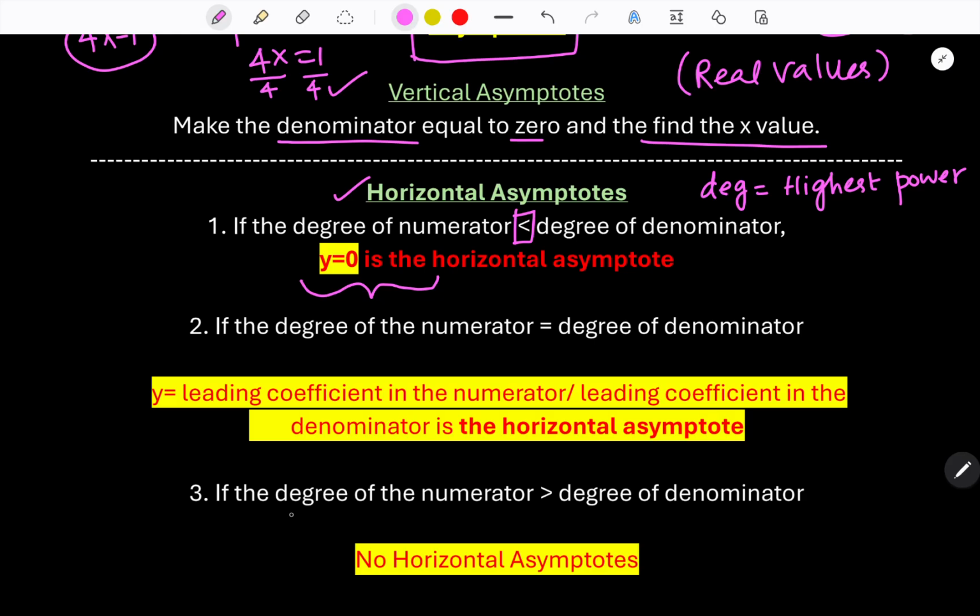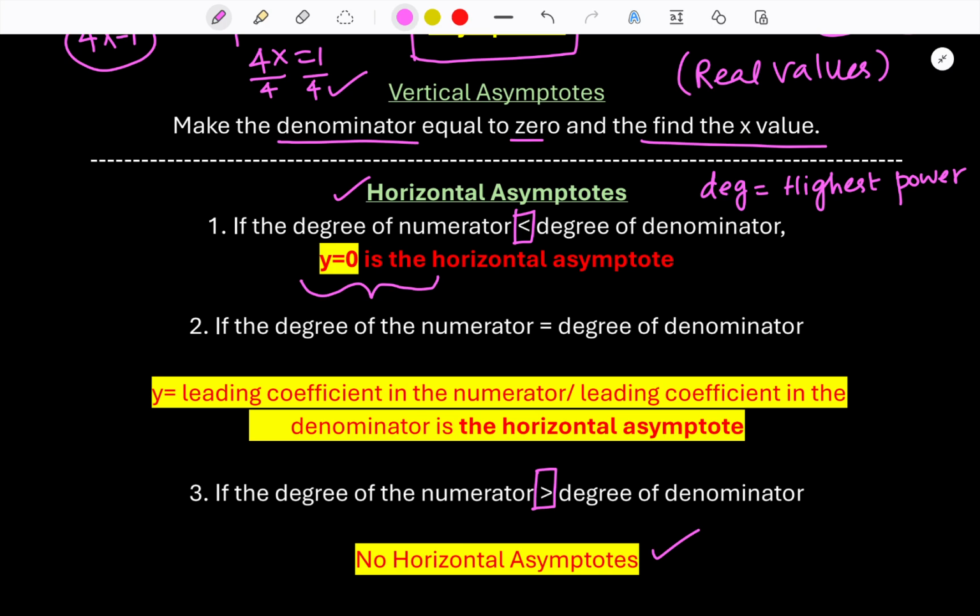Similarly, if the degree of the numerator is more than the degree of the denominator, without depending on any expressions in the equation, just write the answer: no. Just one single word, that's enough. No means no horizontal asymptotes.